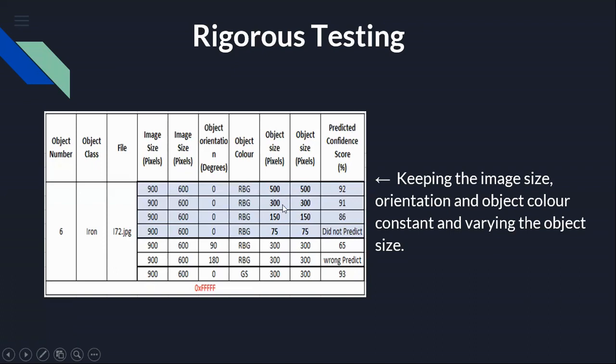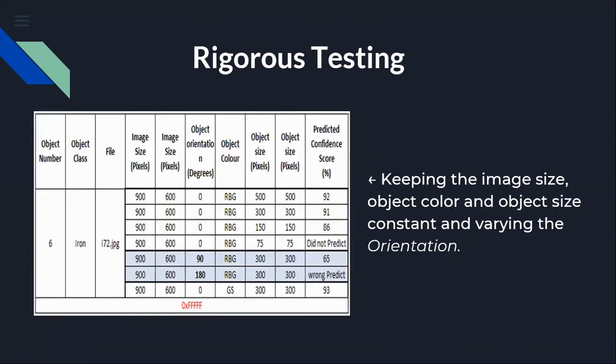Then I kept reducing the object size from 500, then I moved it to 300 by 300, and the model was able to predict with an accuracy of 91%. Then further reducing the image, the model predicted a little less, at 86% confidence score. And then when I further reduced the image, and you can just imagine how a 75 by 75 image would look, it's going to be very, very small. So the model was not able to predict at all.